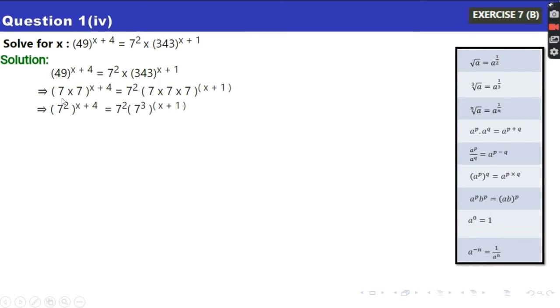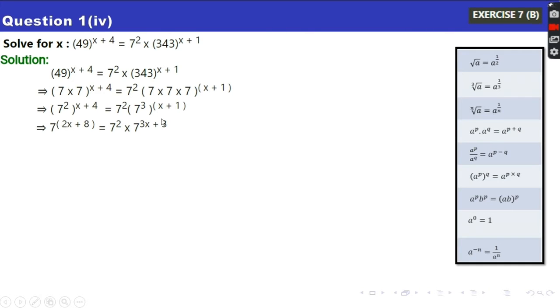Now this 7 into 7 is 7 square, and we have the whole to the power x plus 4. And here this 7 into 7 into 7 can be written as 7 cube, and outside we have the power x plus 1. Here I have multiplied the powers. Basically I am making use of this law: whenever you have one power outside, you have to multiply the powers. So this law is applied here, and the same happens here as well. 3 into x is 3x, 3 into 1 is 3. 2 into x is 2x, 2 into 4 is 8, and we have 7 square here.